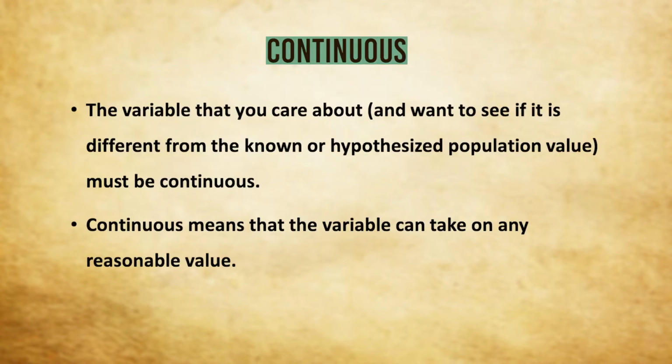First, we come to continuity. The variable that we are talking about, and we want to see whether the mean is different from the population mean, has to be continuous in nature. Continuous means the variable can take up any reasonable value. That means it can take up an uncountably infinite number of values within its range of variation. Now you see, this is a very valid assumption because unless the data is continuous, we cannot assume that the random variable or the test statistic under consideration follows a normal distribution, because we know that normal distribution is the distribution of a continuous random variable. So this continuity assumption has to be satisfied.